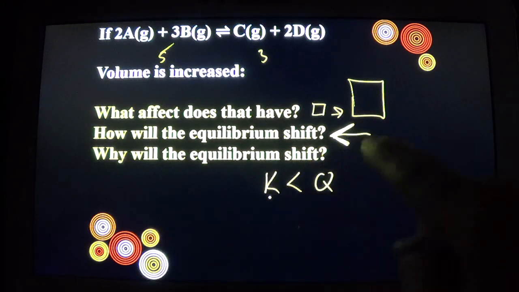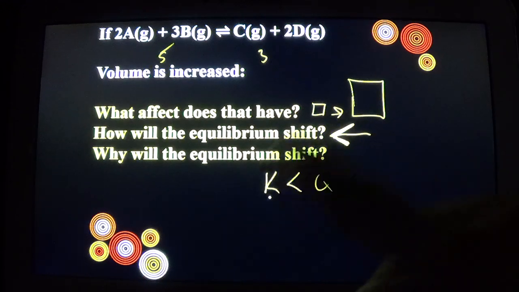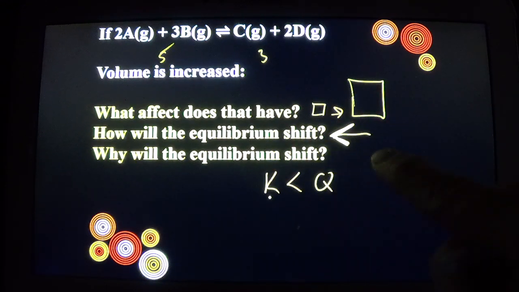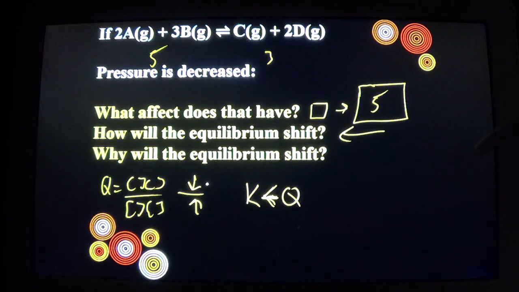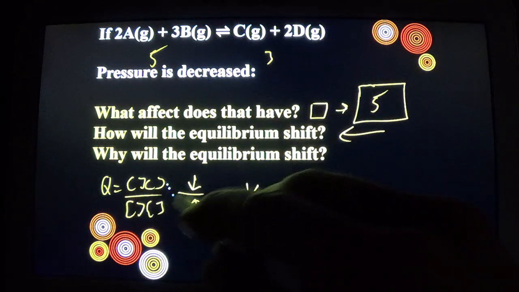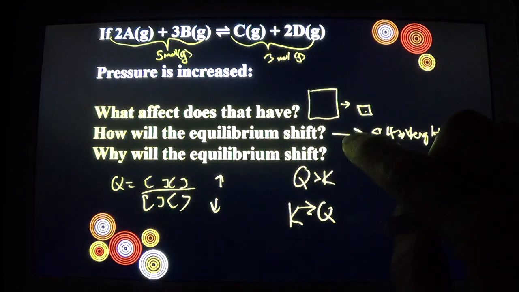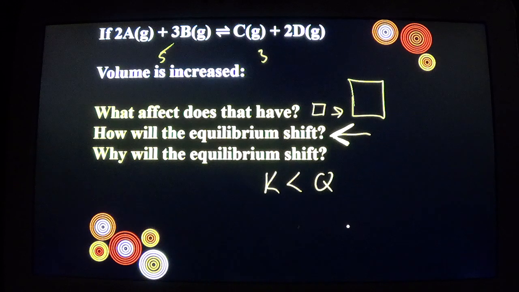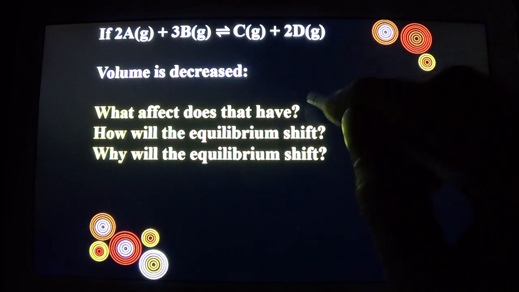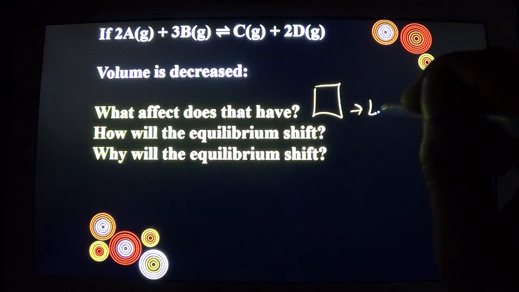Okay. That's a little tip to help you remember these. If that doesn't work for you and you'd much rather go back to the doodle, please go back to the little doodle, because this is the truth here, definitely. This is simply a shortcut to get you to the same answer faster. But that only works if you remember to write your K on the left and your Q on the right. What if volume decreases? So I had a larger box, now a smaller one.